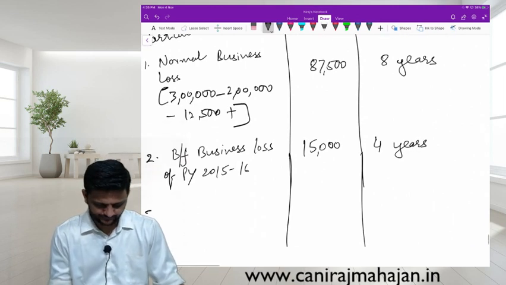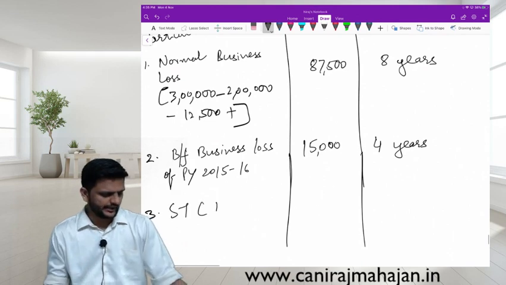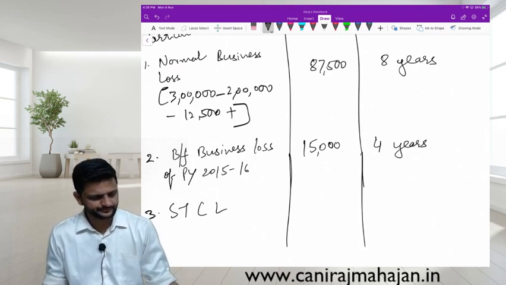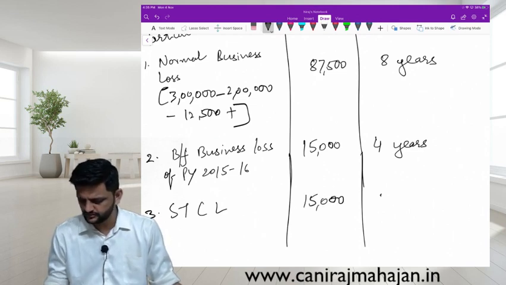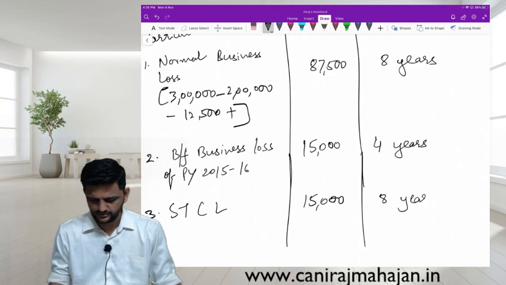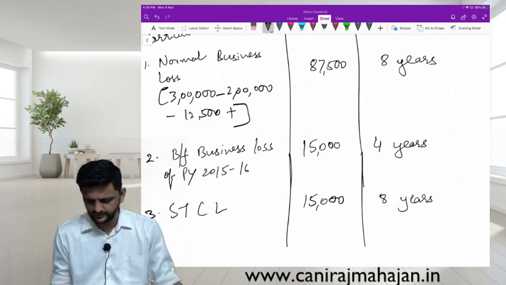And thirdly, STCL, how much? Short term, 15,000. It is current year, no? So 8 years. Right? We'll write down that. Good.